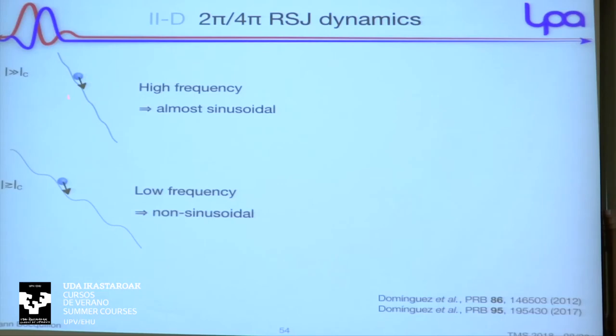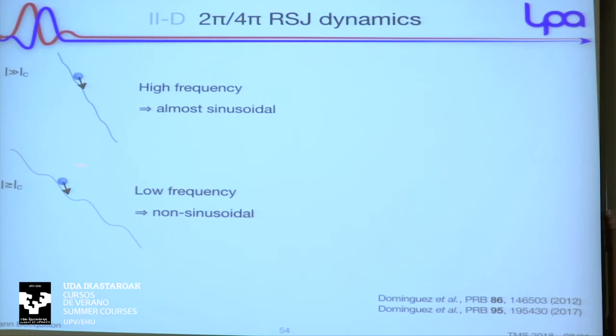Remember that these 2-pi and 4-pi periodic components correspond to the oscillations here of the tilt. If you now apply a very strong tilt, the particle will fall down very rapidly. And if the particle falls down very rapidly, it doesn't really care whether these oscillations are 2-pi or 4-pi periodic. It just doesn't see it. The particle just falls down. This means that the frequency of the oscillations will be given by the strongest component in the critical current, and the strongest component is the 2-pi periodic one. So this means that at high frequency, everything is almost sinusoidal at the conventional Josephson frequency.